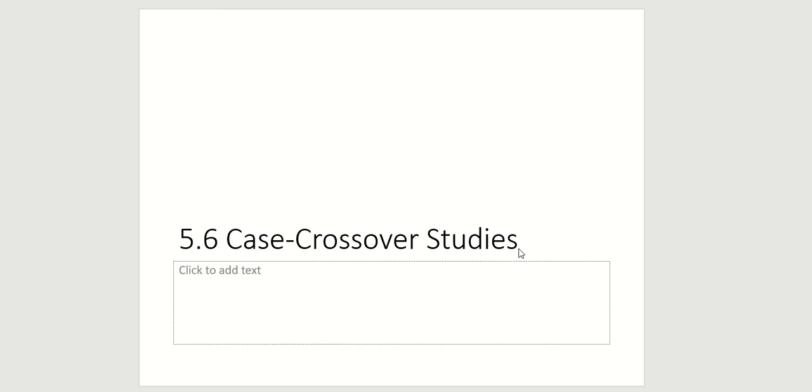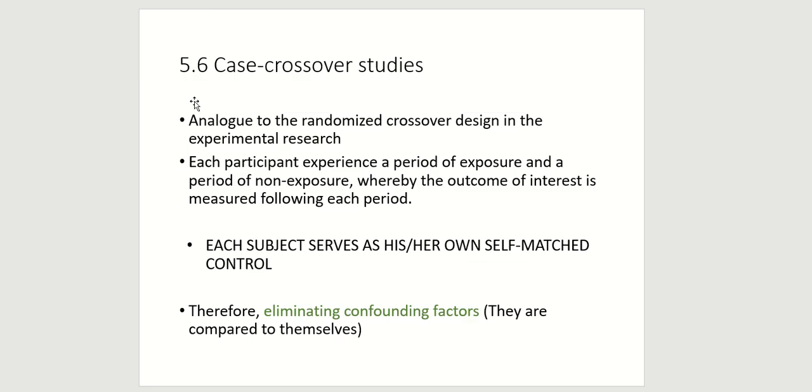And you probably remember that part of the experimental design is something called the crossover design, where you have treatment and placebo, and then you flip them. Those that were on placebo start taking the treatment, and those taking the treatment start taking the placebo. This was called the crossover design. This is called the case crossover design. Okay, and let's talk about it. It's analogous to the randomized crossover design in experimental research.